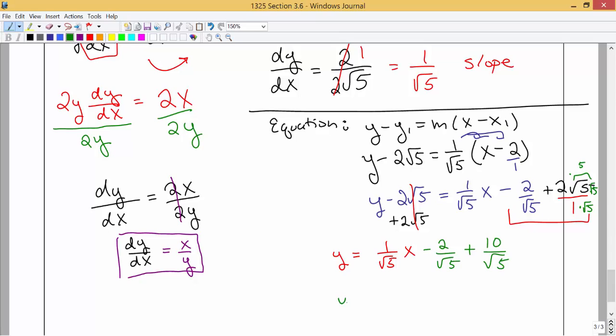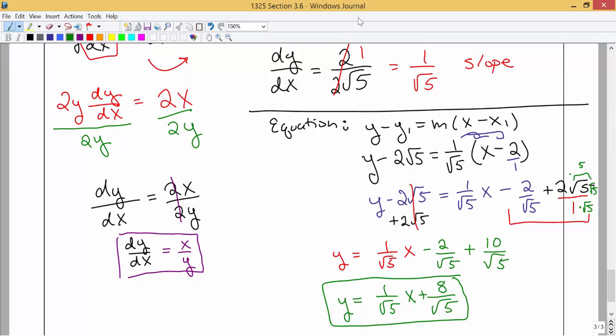And we're going to simplify that one more time. Now that those fractions have a common denominator, we're going to keep that common denominator and combine the numerators together. So minus 2 plus 10 would be a positive 8. So this would be the equation of the tangent line at that given point.